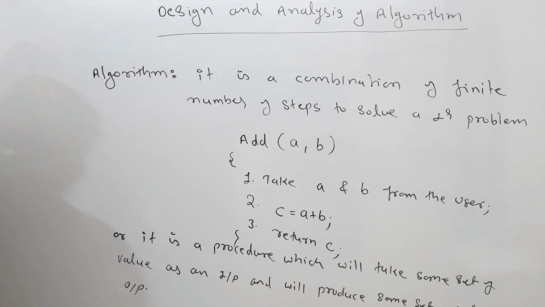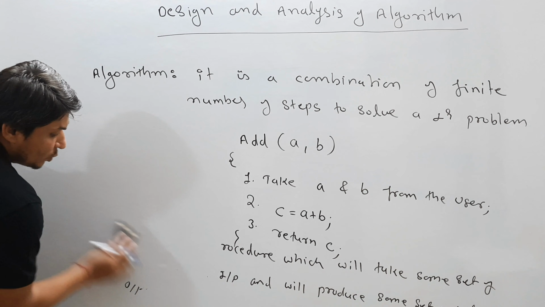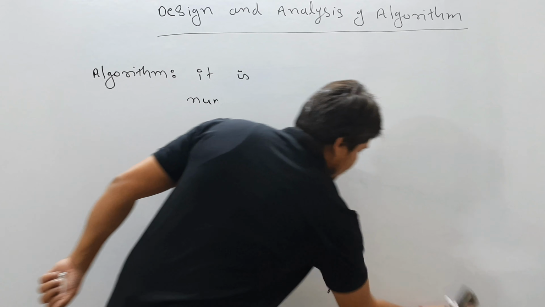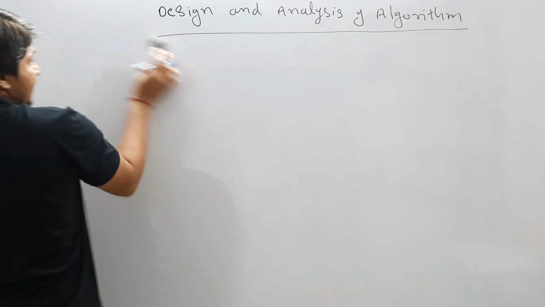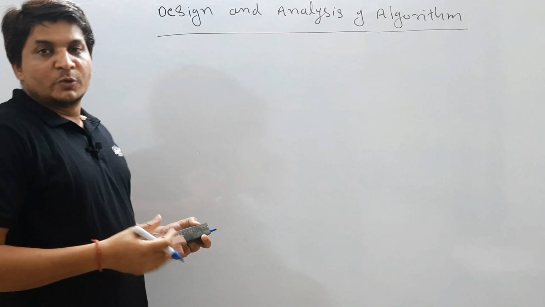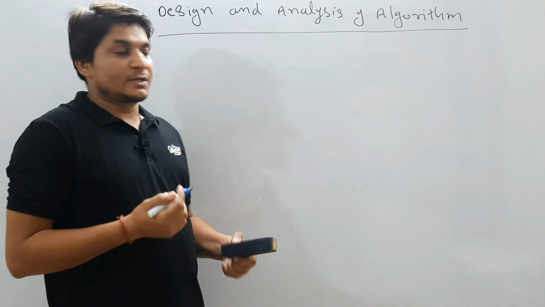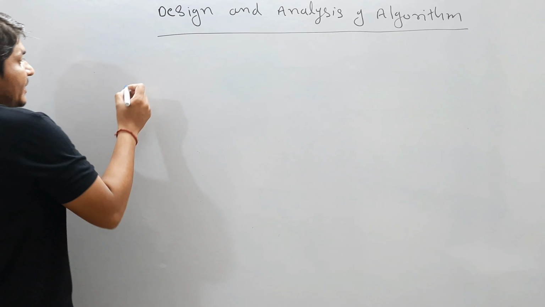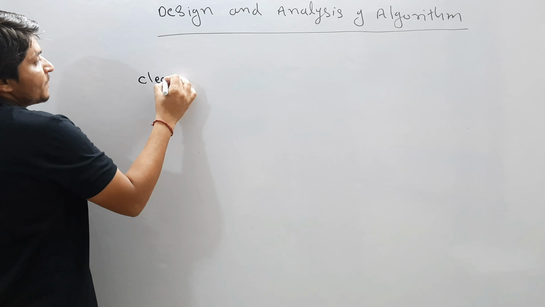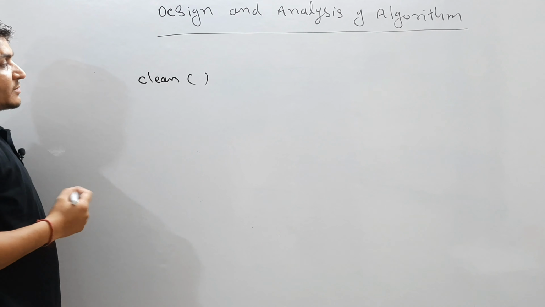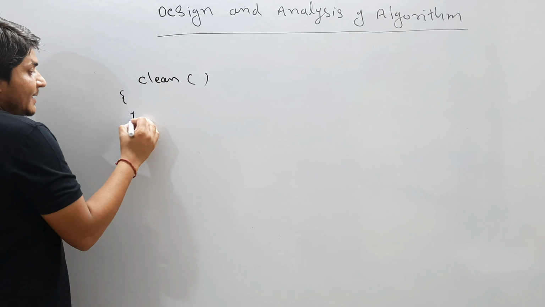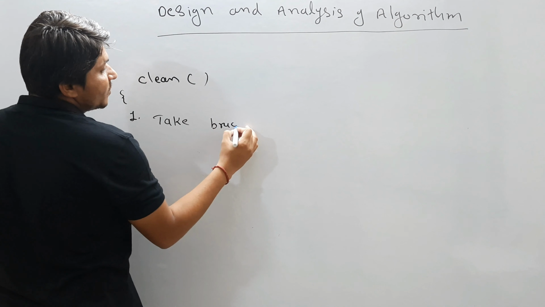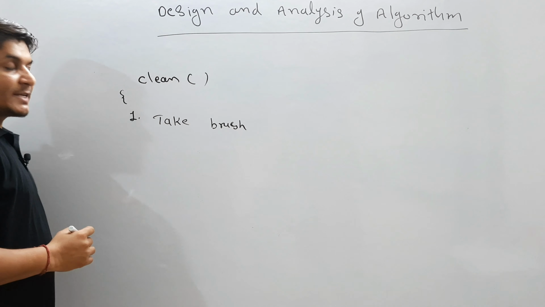Now let me explain one more algorithm to understand the algorithm. Let us assume I just want to perform some cleaning task. So for that I need to write one simple algorithm. Now let me write the algorithm. First, I need to perform the cleaning task. So in step number 1, I'm just picking the brush. So take brush. This is step number 1.